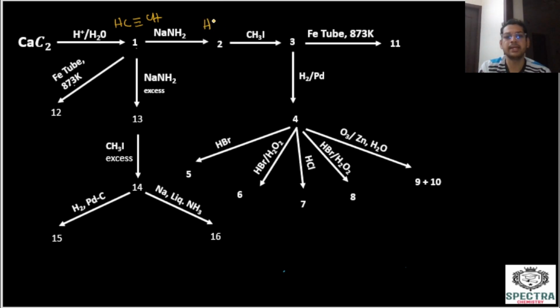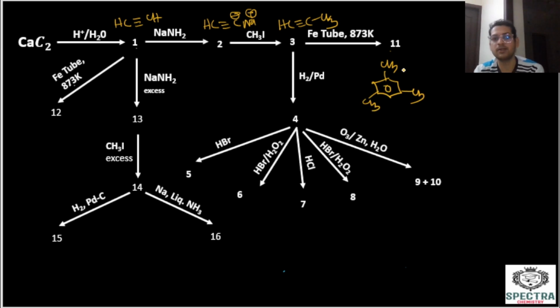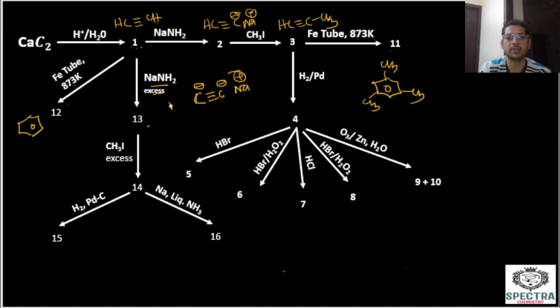Okay. 2 will be HC≡C⁻ Na⁺. 3 will be HC≡C-CH3. And 11 will be a benzene ring with a methyl group here, a methyl group here, a methyl group here. That is called mesitylene or 1,3,5-trimethylbenzene. 1 to this will be a benzene ring, a polymerization reaction. 1 to 3, where you are using excess, it will be Na⁺ ⁻C≡C⁻ Na⁺. If you react this with CH3I, your 14 should have methyl groups on both sides.